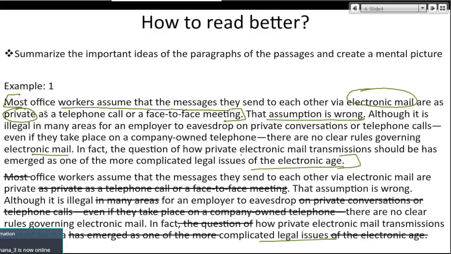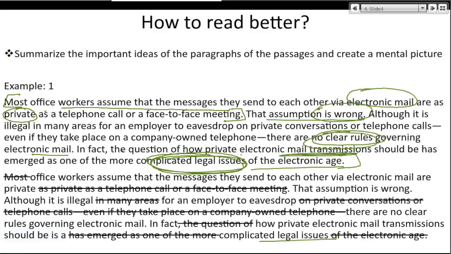So what I have captured here are the core subjects of the sentence. In fact, the question of how private electronic mail transmission should be is a legal issue. The mail transmission is a legal issue. There are no clear rules. Okay. The assumption is wrong. And what is the next thing? People think that this is private, so there is an assumption which is wrong. There are no clear rules, and this is a complicated legal issue.